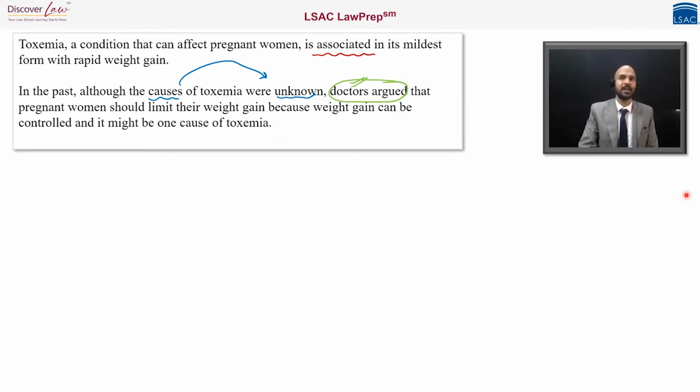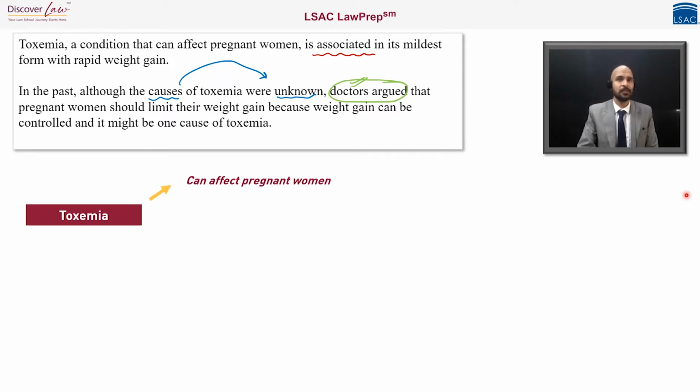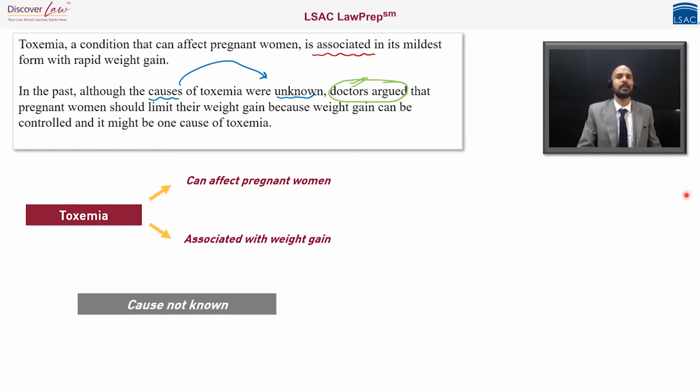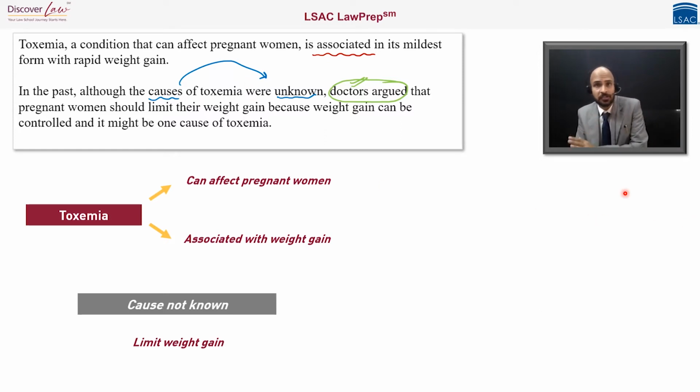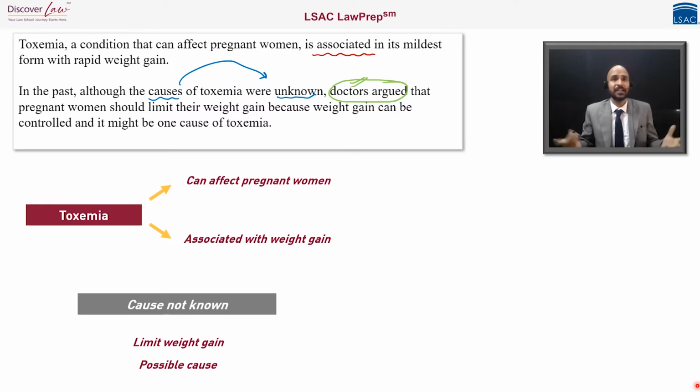Okay, so what do we have here? It says that toxemia can affect pregnant women and that it is associated with rapid weight gain. It goes on to say in the second sentence that the causes of toxemia were unknown, yet, despite not knowing the cause, doctors reasoned that pregnant women should limit their weight gain because weight gain could be a possible cause of toxemia.